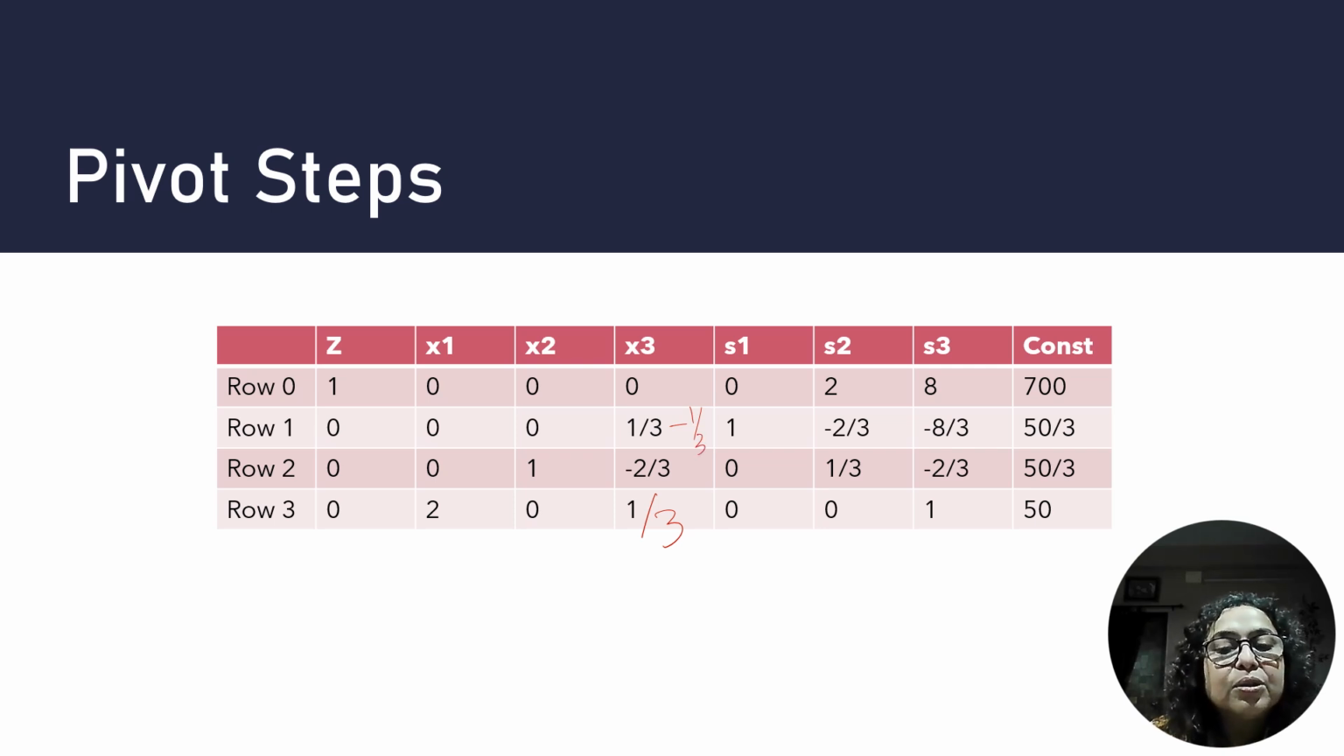So let's do that. So here we've already made it 0, and let's write the new row 1. So new row 1 is the current row 1 minus row 3 by 3. So here this is 0, no change. This is 2 by 3, and so this will be minus 2.